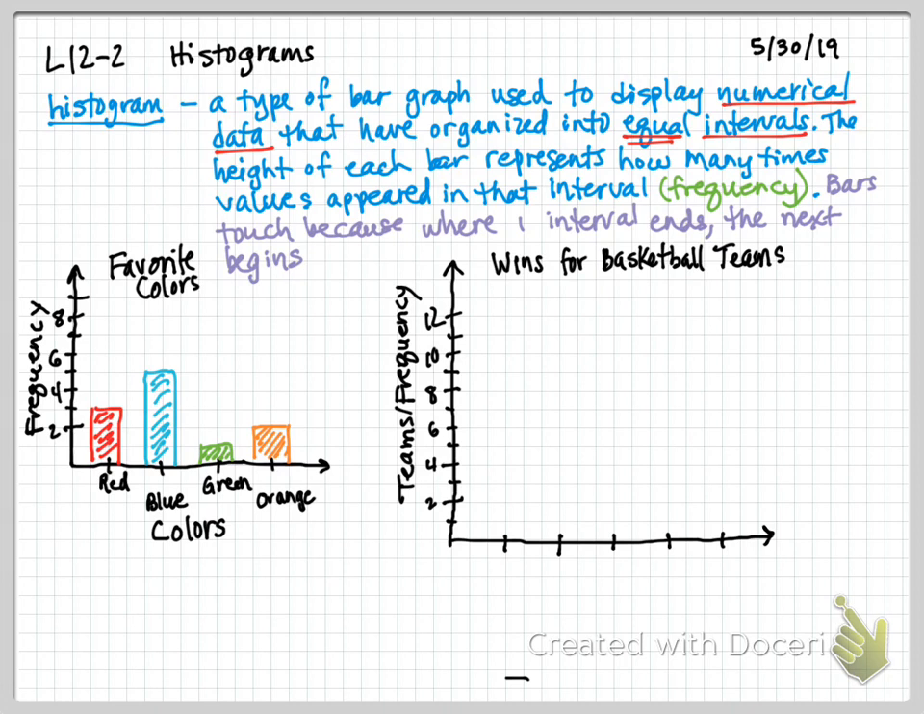And this is going to represent from 11 to 20. This one is 21 to 30. So if you count up, there's an interval of 10. Let's see, 31 to 40. 41 to 50. And 51 to 60. So notice that where one bar ends, the next bar begins, and these would be wins. So let's say there were 2 wins. Let's see, how do I want to do this?